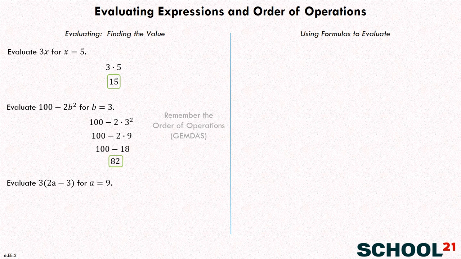Put the 9 in for a. Excellent. So we'll go ahead and substitute that 9 in for the a. And now what do we need to do, given our order of operations? The stuff in the parentheses.